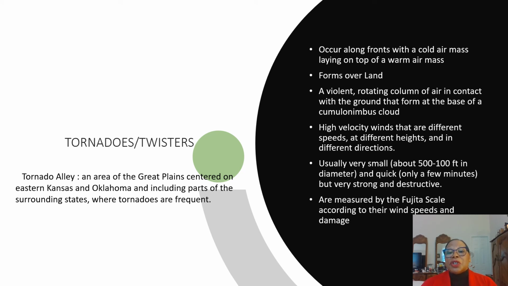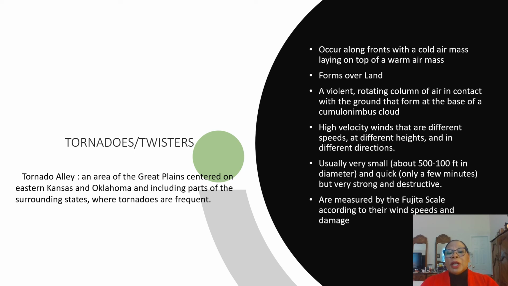Well, tornadoes occur along fronts when a cold air mass is laying on top of a warm air mass. That's why tornadoes usually occur in the spring, when the cold air from Canada is coming down and the warm air from the Gulf is coming up, and they meet, and the cold air lays on top, creating an instability within the area around the land. But now we're seeing that tornadoes occur throughout the year.